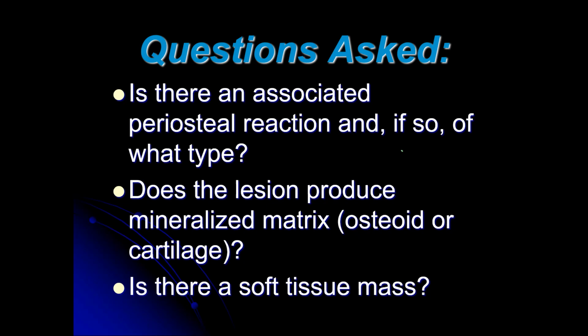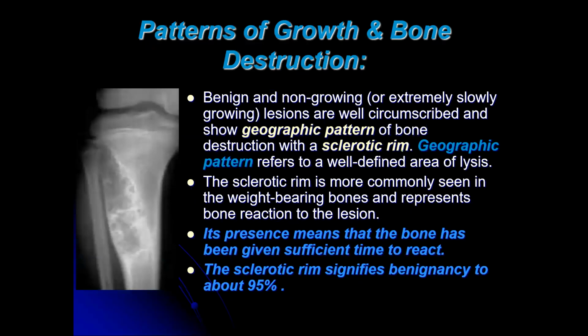Does the lesion produce mineralized matrix, osteoid, or cartilage? This is important. Is there a soft tissue mass? This is very important. This would tell us how aggressive the tumor is. The patterns of growth and bone destruction.